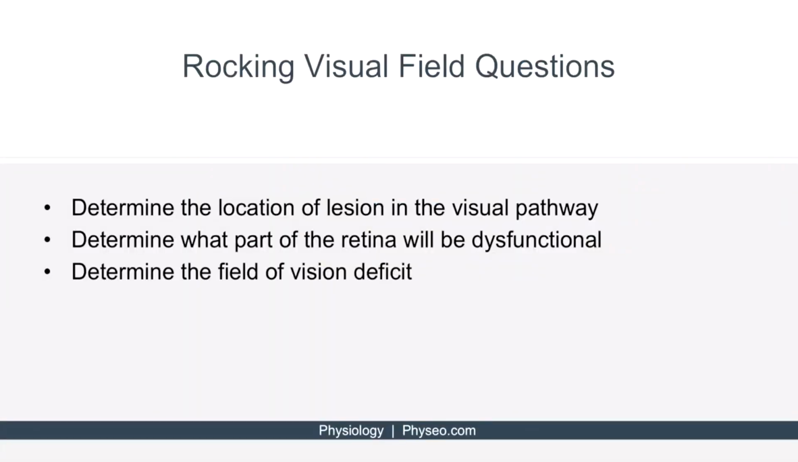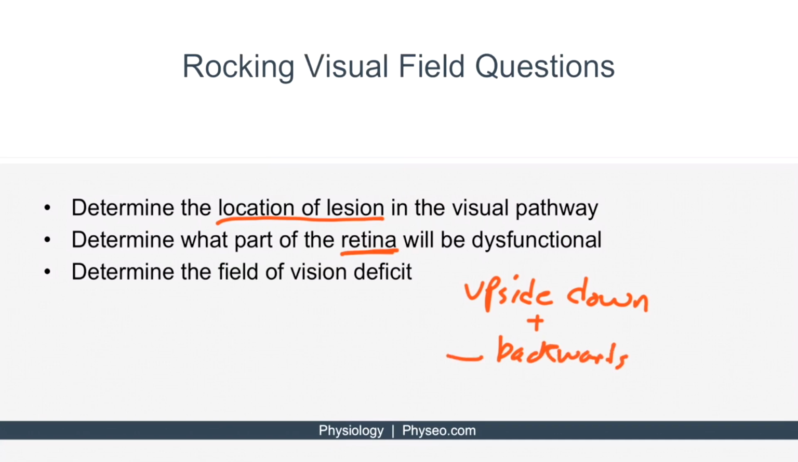Now before we jump into some examples, let's talk about how to rock the visual field questions you're going to get on Step 1. One of the first things you need to determine, depending on the question, is the location of the lesion within the visual pathway. And then you need to know what part of the retina will be dysfunctional. So you identify the retina, and then you flip it upside down and backwards, and that will give you the field of vision deficit. Visual field questions will come in a variety of forms.